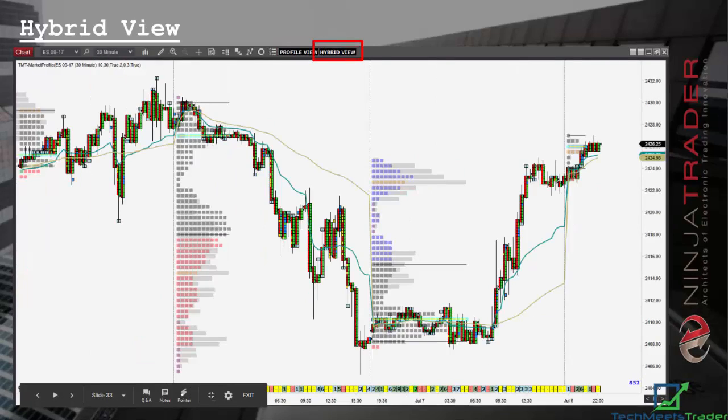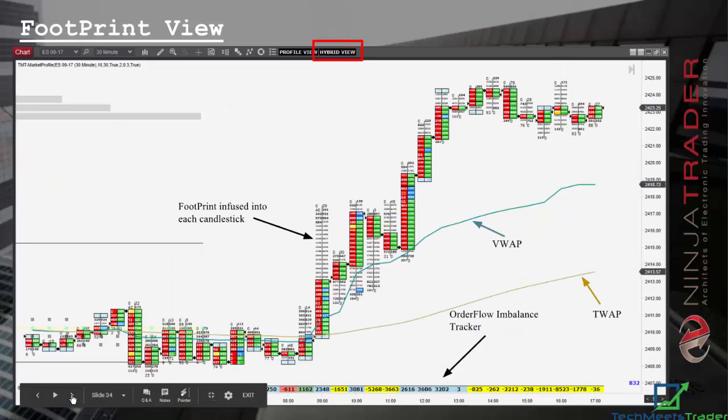Looking at the hybrid view, in this form we can see the profile alongside price action in the form of candlesticks. We could also see the footprint infused into these candlesticks. And if we zoom in just a tad more, we can see the footprint completely infused into each candlestick. We can see the executed volume on the bid and on the ask. We can see where institutional order flow has been highlighted.